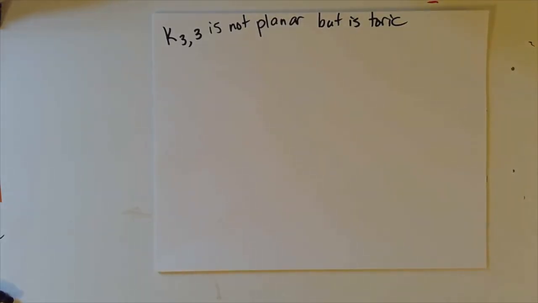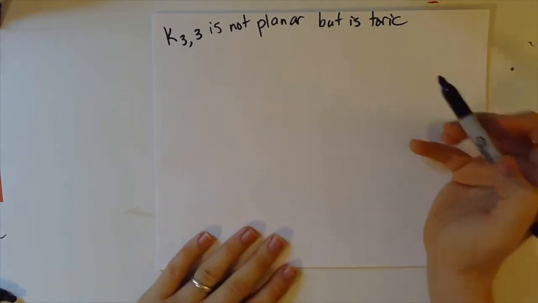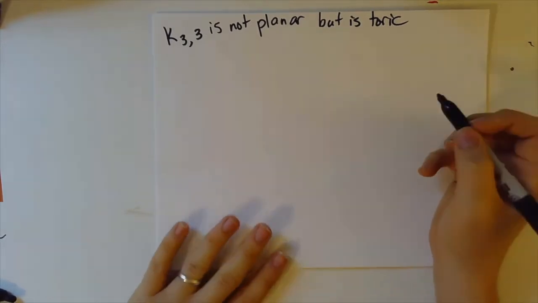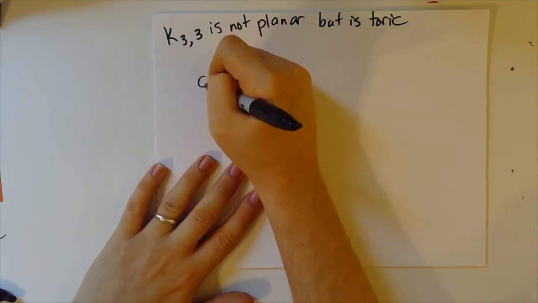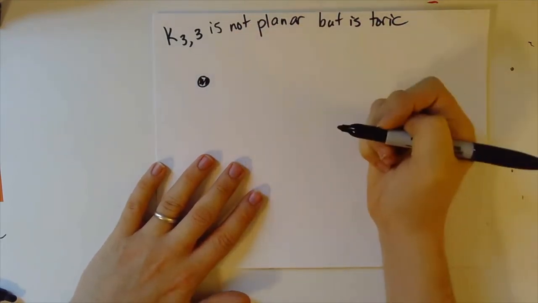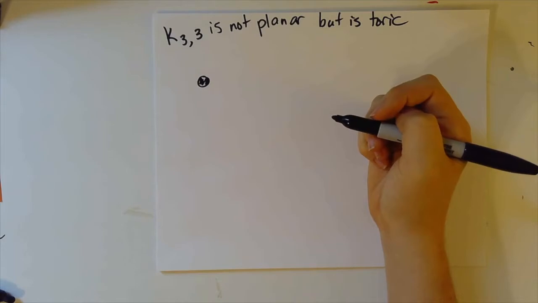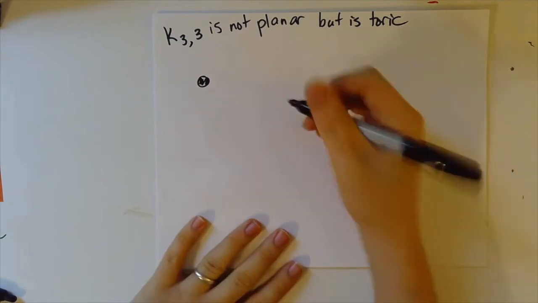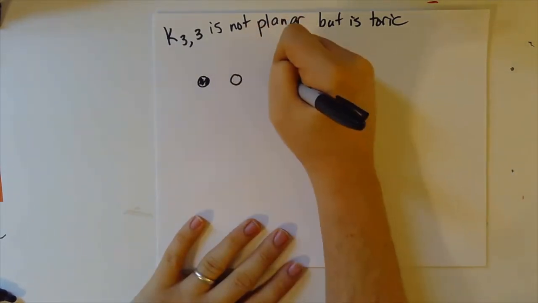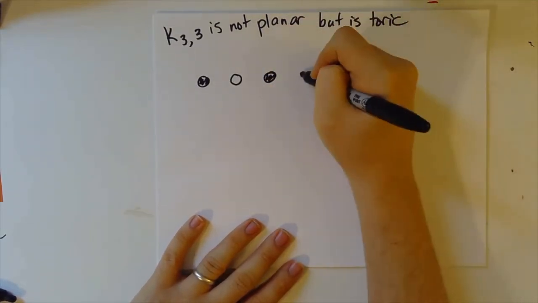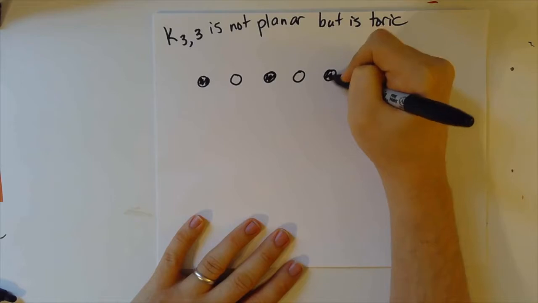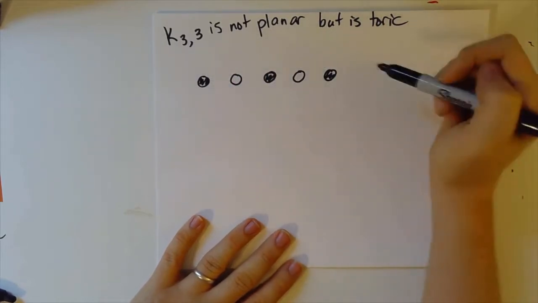Okay, and so how is that going to work? So the way I want to draw this is I want to draw my three things of each flavor, and I'm going to draw them all across the top of the graph. I'm going to have black dots and white dots, and I want to connect every black dot to every white dot.